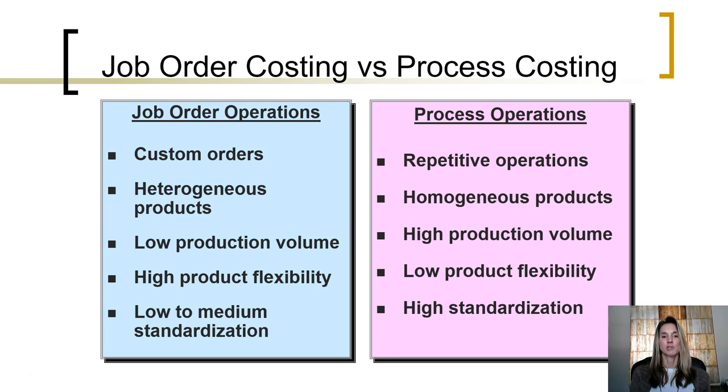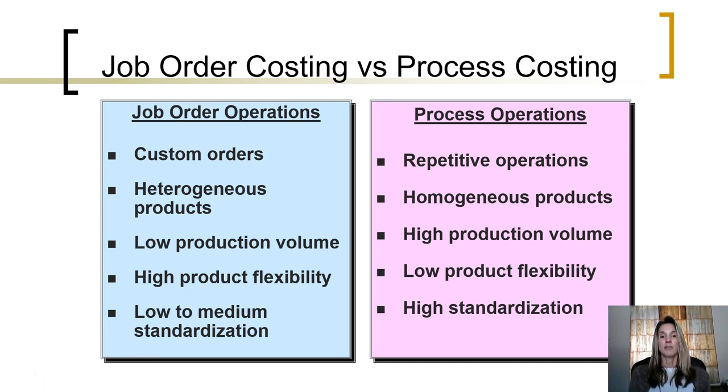This is different from a job order cost system. In a job order cost system, costs are traced directly to a job, and that works well if orders are custom made, heterogeneous. We can differentiate one from another. There's a low volume of production. There's a lot of flexibility in each product, in each unit, and there's not a lot of standardization.